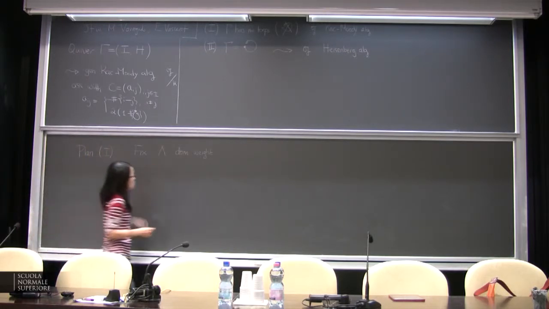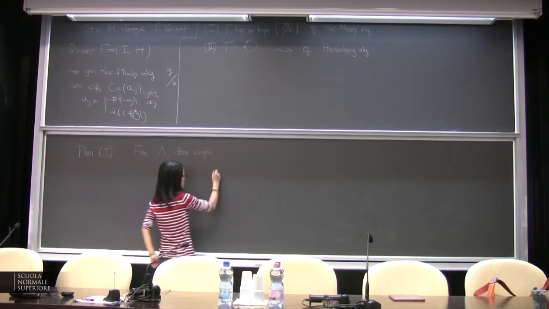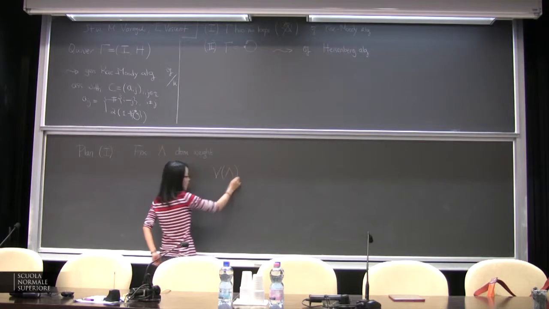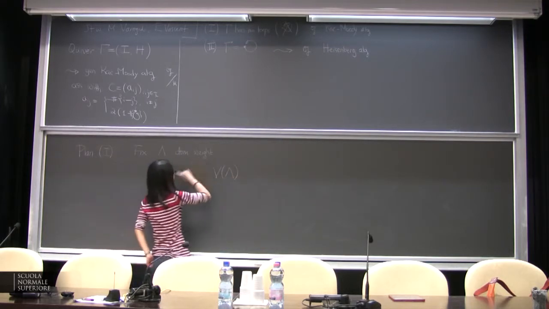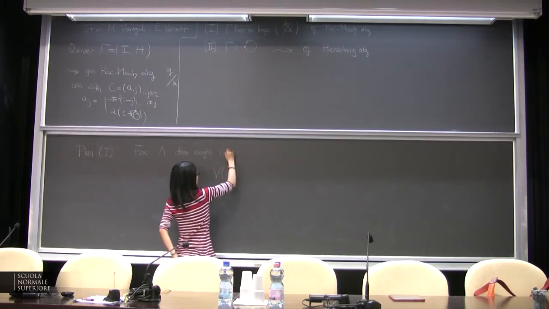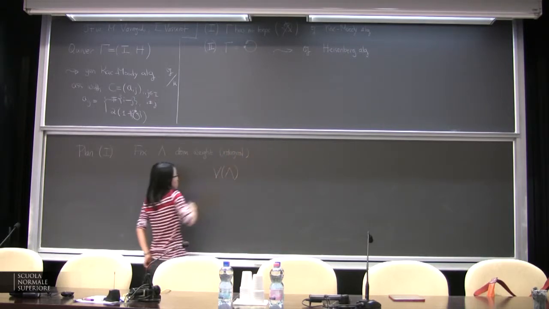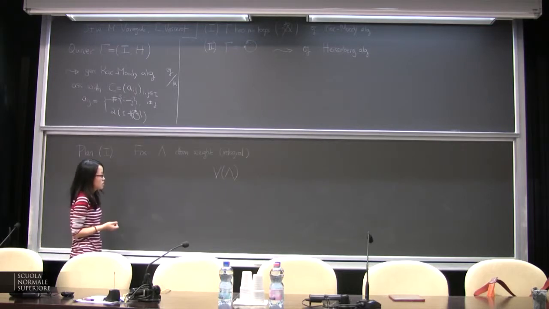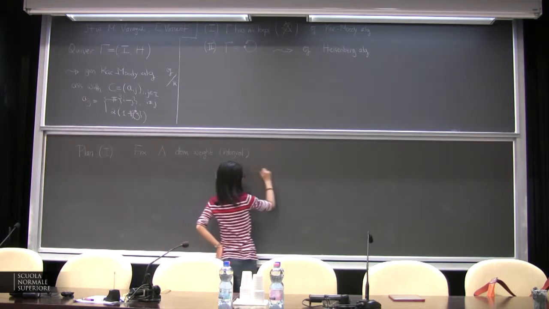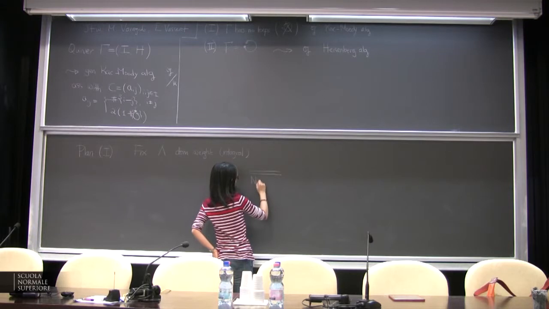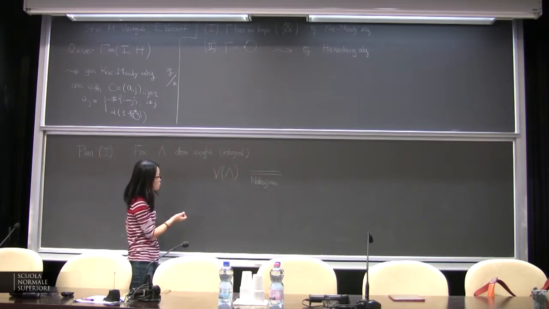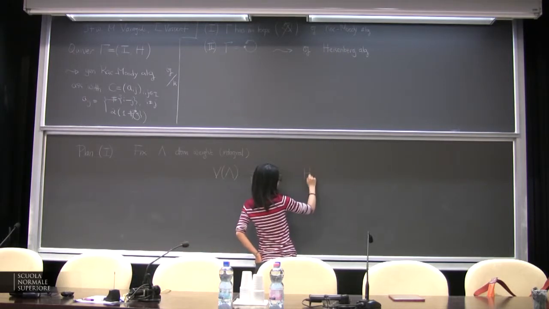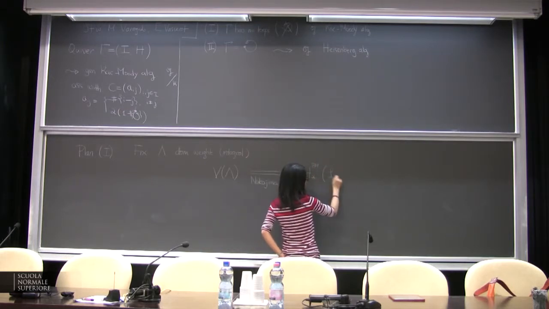So I fix lambda to be a dominant weight, and then you can consider this simple g-module with highest weight lambda, integral weight. So this is a very classical object, and it has been studied from different points of view. First of all, there's a geometric construction by Nakajima, which tells us that you can realize this module as the Borel-Moore homology of a certain variety, which I will define later.